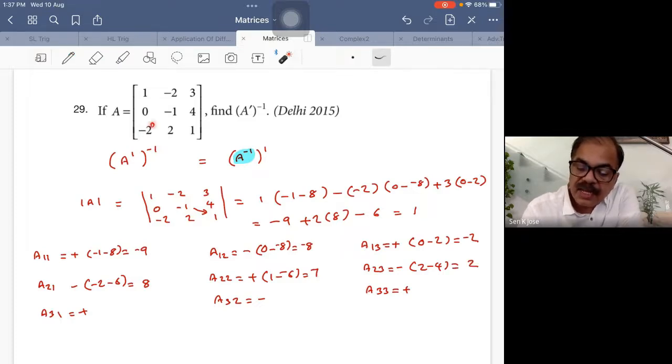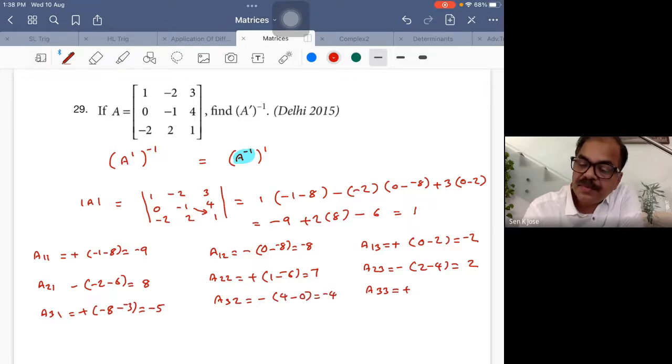When you come to A31, that's the element A31. Delete the row and the column it contains. Cross multiply. That's minus 8 minus minus 3, which is negative 5. And A32, that's the element. Delete the row and the column it contains. Cross multiply: 4 minus 0, which will be minus 4. And for the last element, A33, delete the row and the column it contains. Cross multiply: minus 1 minus 0.